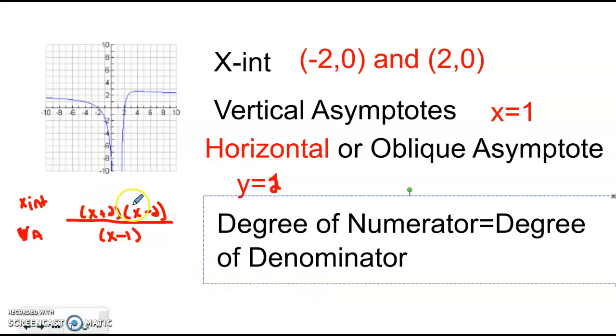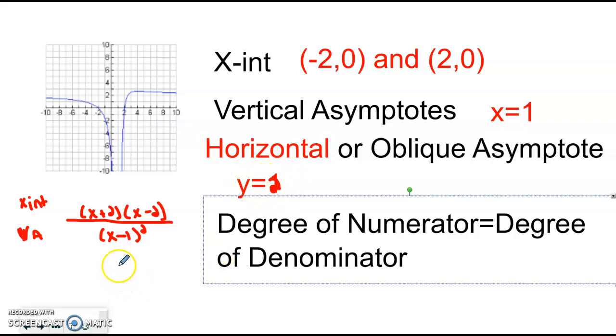Well, I have a degree 2 on top. That means I have to have a degree 2 on the bottom. So that means I have to have an x squared on the bottom. So now I have x squared over x squared. Now we have to deal with this horizontal asymptote at y equals 2.